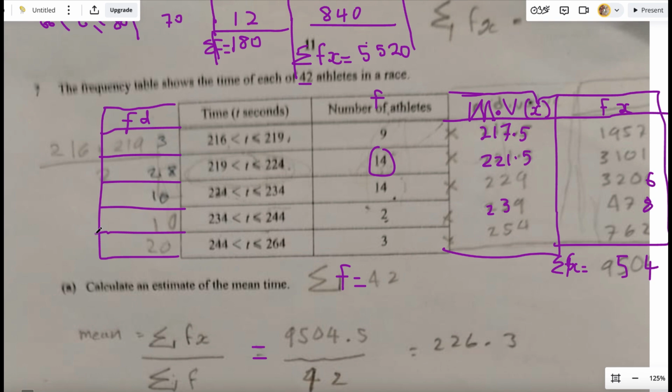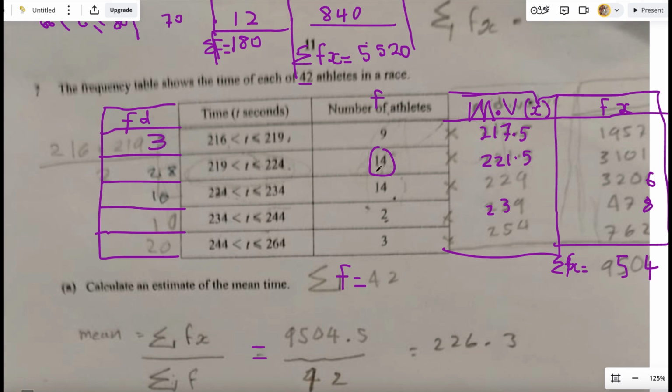Now here, the class width for this one, 270 is lesser or equal to 290, greater than 270, meaning you do not count 270, so 280, 290 is only 3 numbers. So that's the class width. And what's the frequency? 9, right? So 9 divided by 3 is 3. So our frequency density for the first one is 3.